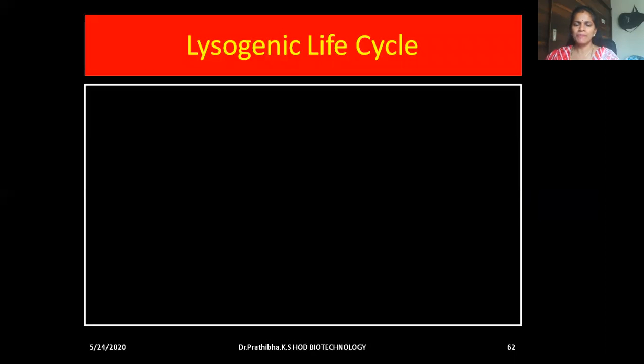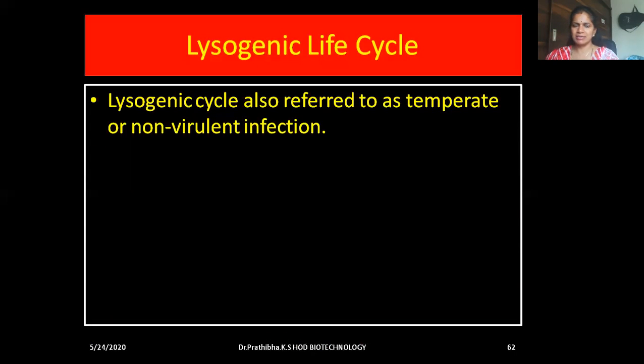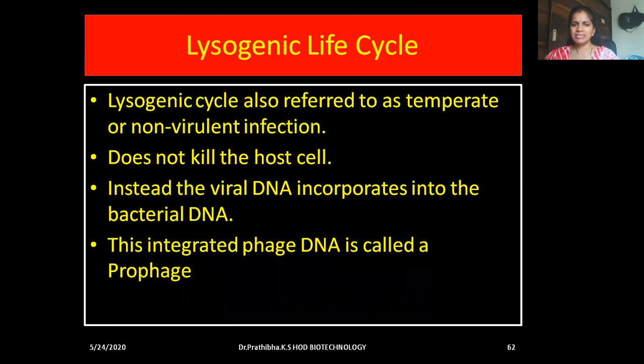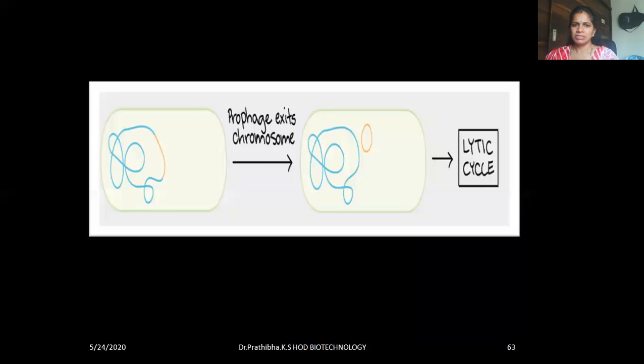Now let us go through the lysogenic life cycle. The lysogenic cycle, also referred to as temperate or non-virulent infection, does not kill the host cell. Instead, the viral DNA incorporates into the bacterial DNA. This integrated phage DNA is called a prophage. So this is the diagrammatic illustration of prophage. Here you can see the viral DNA is integrated into the bacterial genome. Then you call that a prophage.